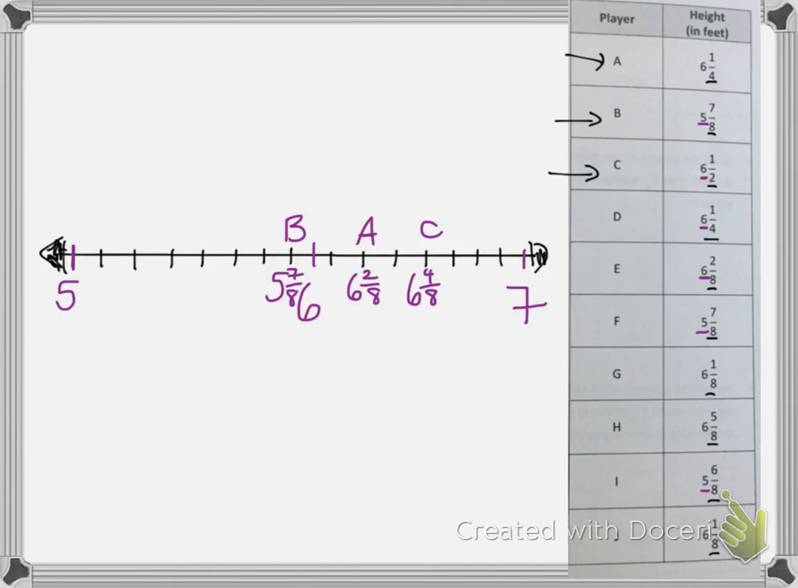And I want you to plot the rest here. Seeing that you have 6 1/4, let's just do 6 1/4 to get it out of the way. Oh, looks like 6 1/4 is on top of A as well. Because if I had 2/8 and divided it by 2, it would be 1/4.